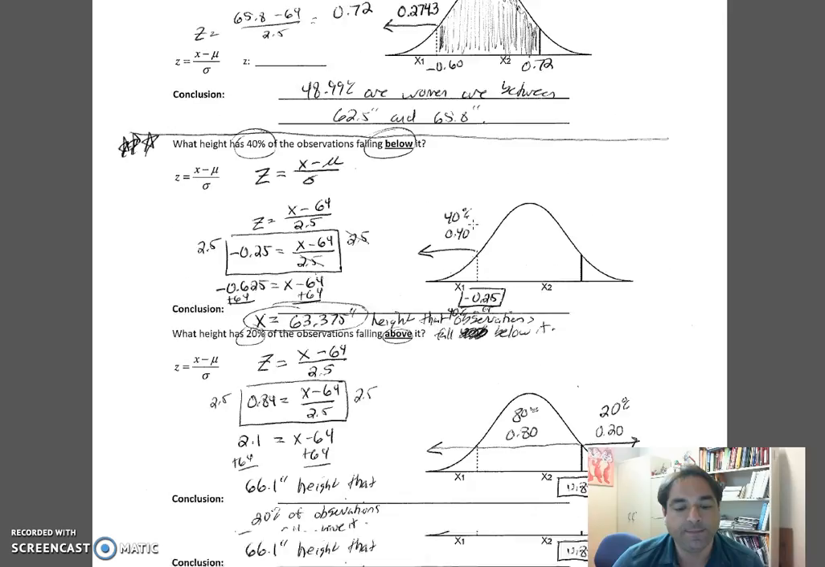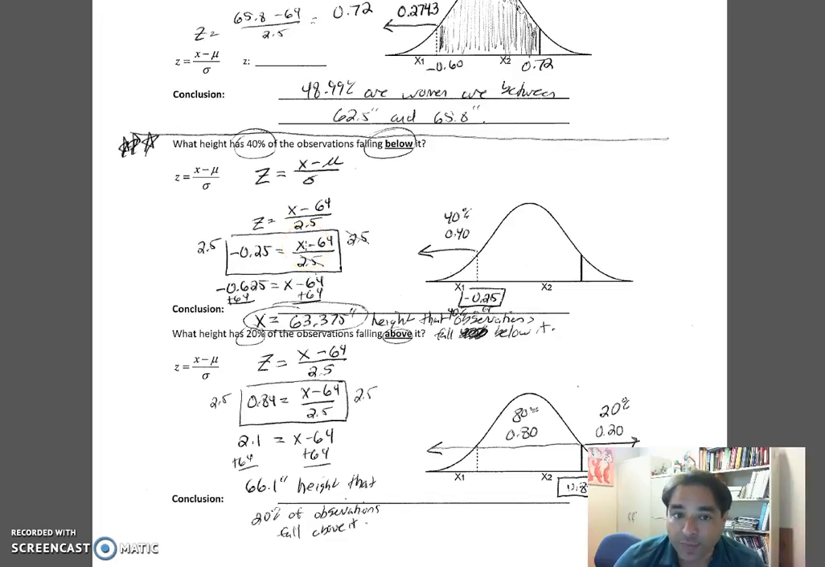So we go back. We now found our z-score is negative 0.25. We plug it in for z. We have everything filled in except for x. A little bit of algebra, you're going to have to remember that. To get rid of divided by 2.5, we multiply by 2.5. That turns to 1. If I multiply this side by 2.5, I got to multiply the other side by 2.5. So 2.5 times negative 0.25 is negative 0.625. Now I have x minus 64.